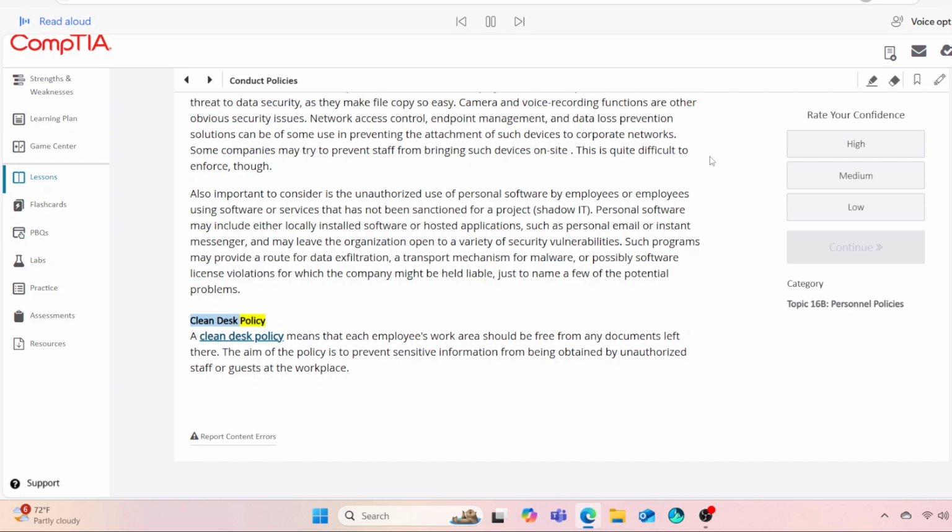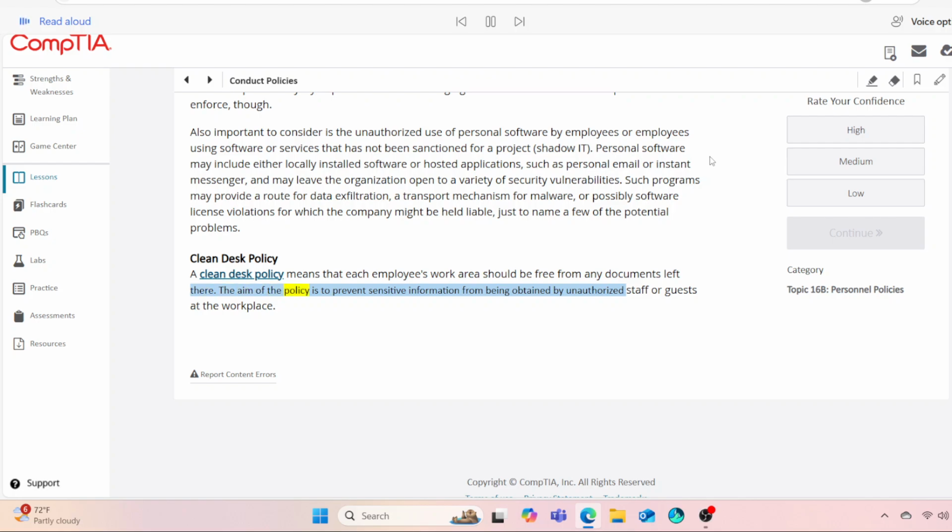Clean desk policy. A clean desk policy means that each employee's work area should be free from any documents left there. The aim of the policy is to prevent sensitive information from being obtained by unauthorized staff or guests at the workplace.